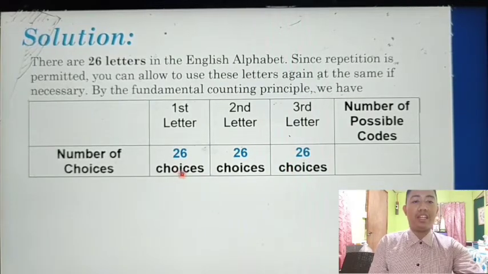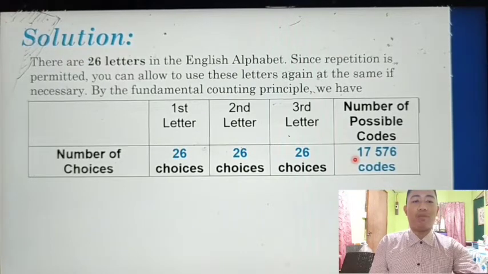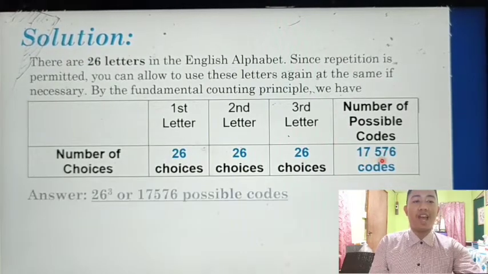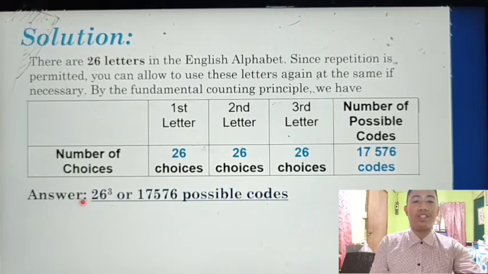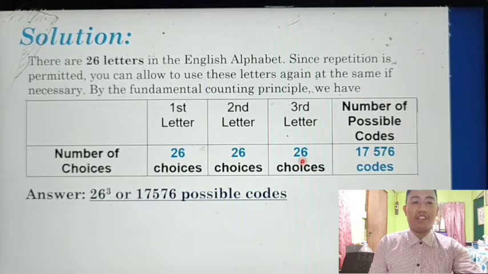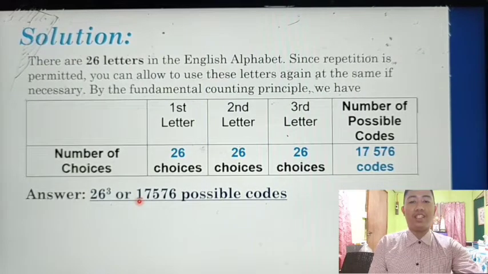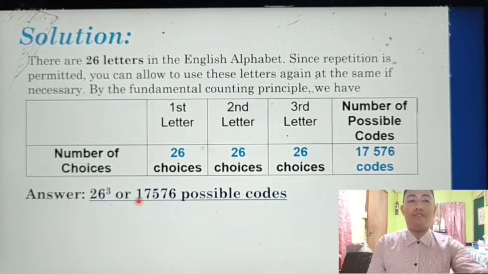To simplify these 3 products, to determine the number of possible outcomes, we have the product which is 17,576 codes, or 26 cubed. So we simplified 26 times 26 times 26, or 26 raised to the power of 3 in exponential form. So that is our answer to the given problem. My dear students, let us proceed to the next illustrative example, number 5.